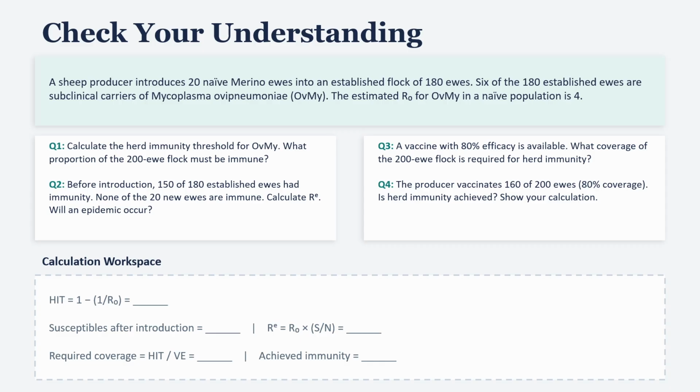The producer should still be counseled to: 1. Identify and potentially remove the 6 subclinical carrier ewes as a long-term reservoir management strategy. 2. Apply a quarantine protocol to all future introductions with pre-testing for Mycoplasma ovipneumoniae. And 3. Maintain vaccination coverage above 94% at each subsequent cycle to sustain herd immunity as cohorts turn over.